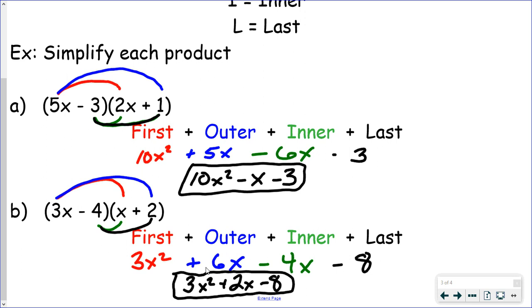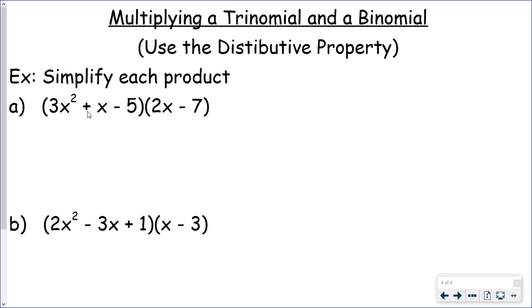All right. One last piece to this. What about multiplying a trinomial, something with 3 terms, times a binomial? All right, so when you do this, you're going to want to use the distributive property. So I'm just going to give you one method here. And so what you're going to want to do is multiply the 2x times all 3 terms. And then you're going to want to multiply this 7, which is actually a negative 7, times all 3 terms. And then you're just going to combine like terms.